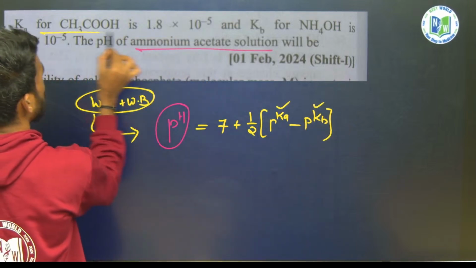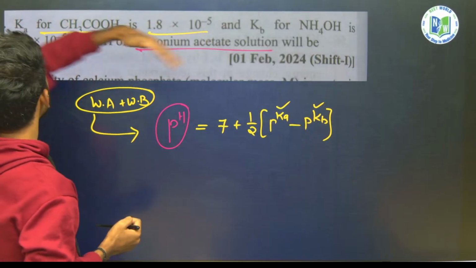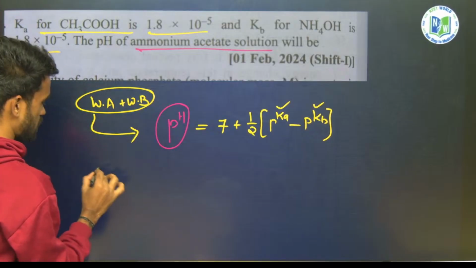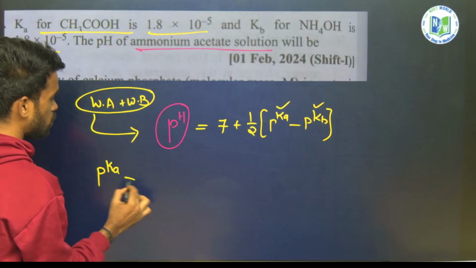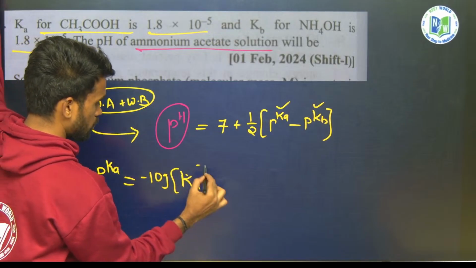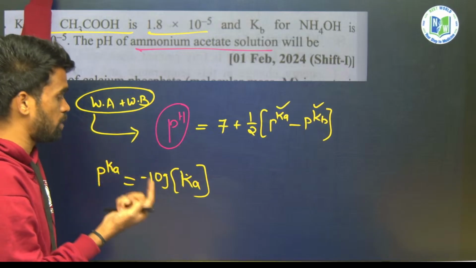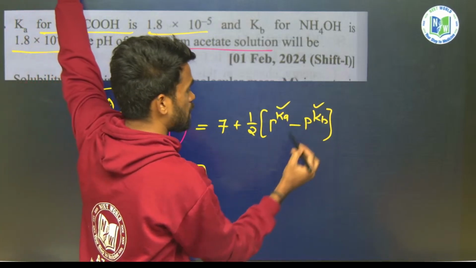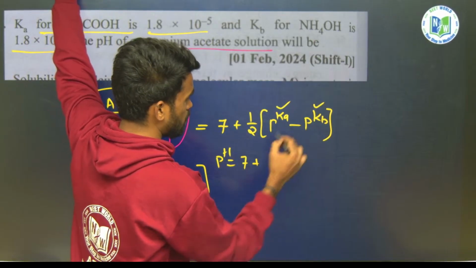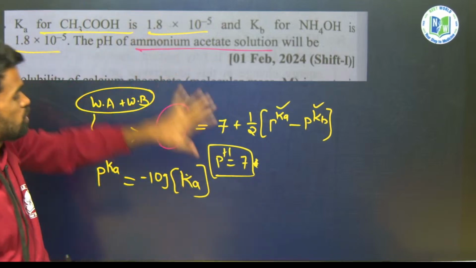See, the Ka value is given as 1.8 into 10 power minus 5, and the Kb value is also given as the same value. Therefore, if Ka and Kb are the same, then their pKa and pKb values are also the same, because they have the same formulas. pKa means minus log Ka and pKb means minus log Kb. So pKa and pKb values are the same, therefore pH equals 7 plus this, which overall becomes 0. So pH will be equal to 7. This will be your answer.